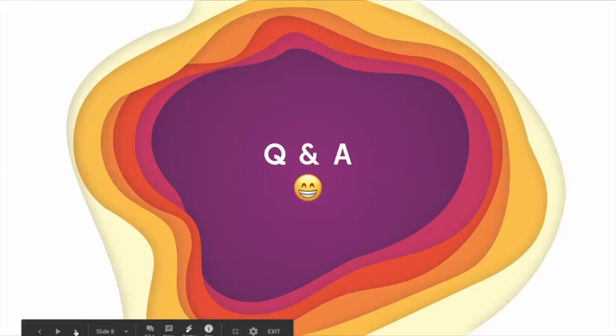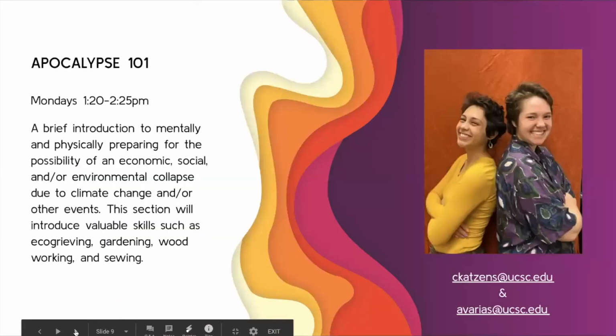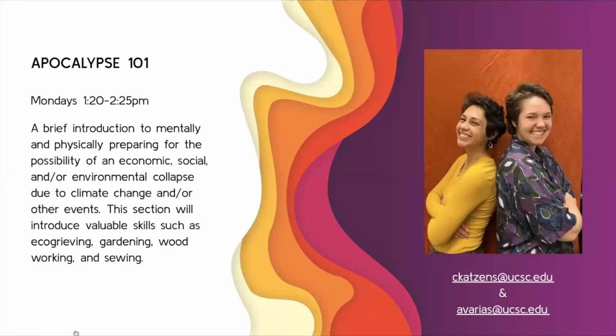Yeah, we're going to be transitioning into talking about our action research teams, our ARTs. So we'll begin with the first one. This is myself and my co-facilitator, Claire. We're going to be talking about Apocalypse 101. Our section time is from 1:20 to 2:25. We're just going to be touching on the combos of apocalypse, what this really means, how can we mentally and physically prepare ourselves for these different types of scenarios.